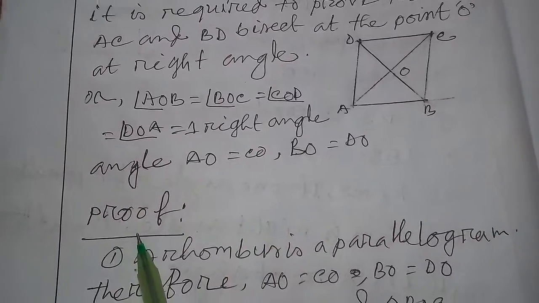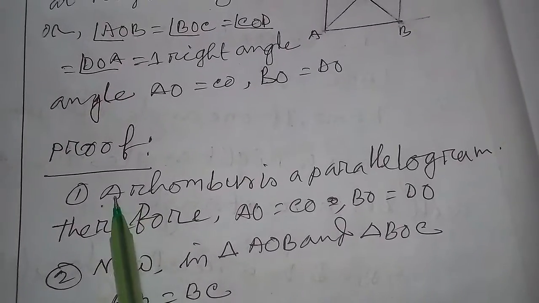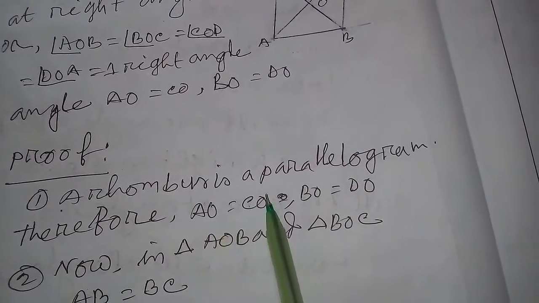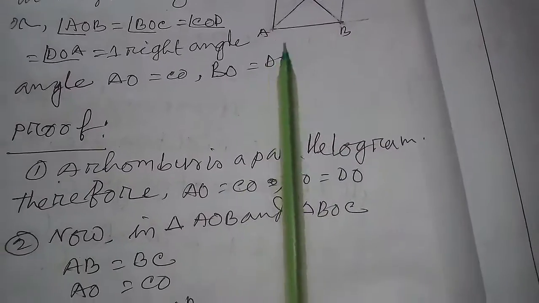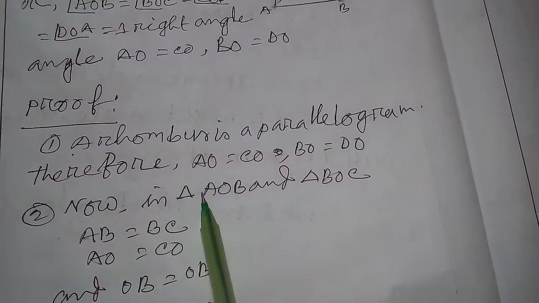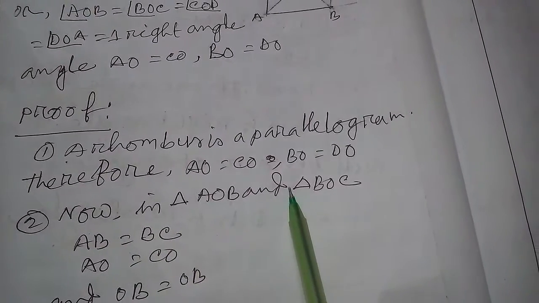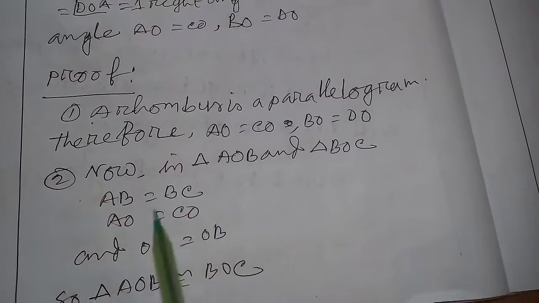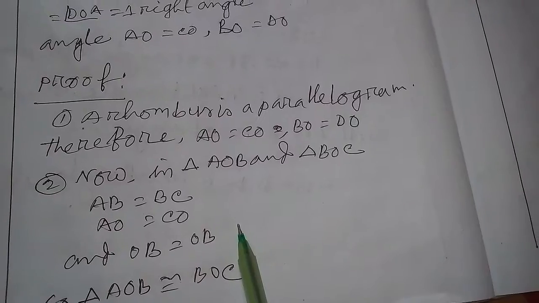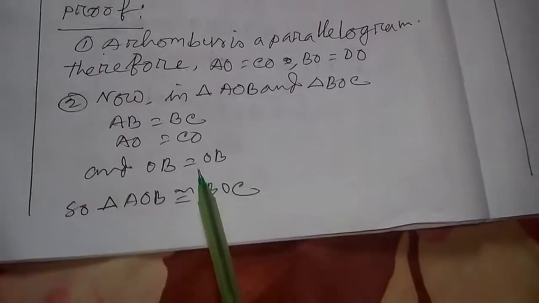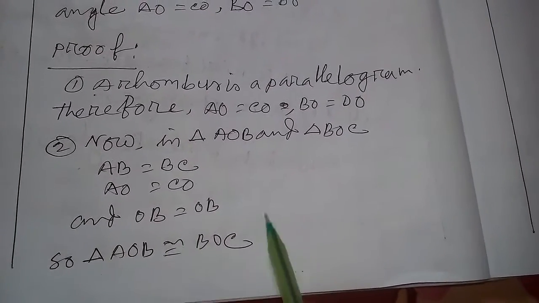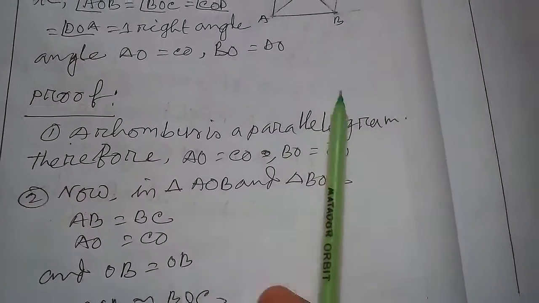Proof: a rhombus is a parallelogram. Therefore AO equals CO and BO equals DO, and all sides are equal. Now, in triangle AOB and triangle BOC, AB equals BC, AO equals CO, and OB equals OB, a common side. So triangle AOB is congruent to triangle BOC.